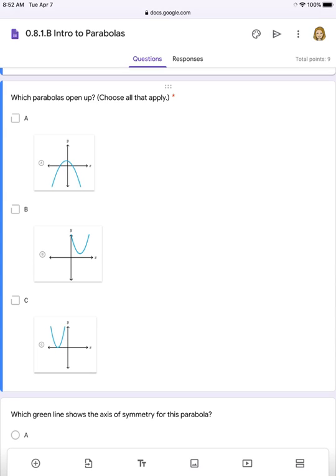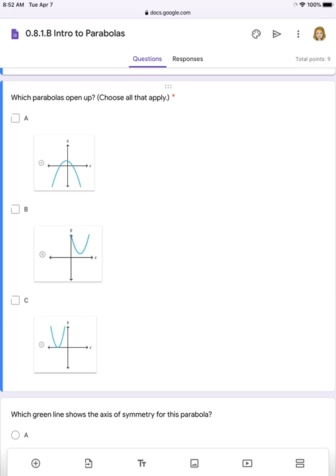Hey guys, so here we are, new unit, and we're going to go over 8.1b today and talk about Intro to Parabolas. So these are the questions based on the video that you watched 2 posts ago. So if you want to follow along with your work, you should open up your 8.1b post so that you can see what you've answered. You should have been able to get your results when you took this form yesterday.